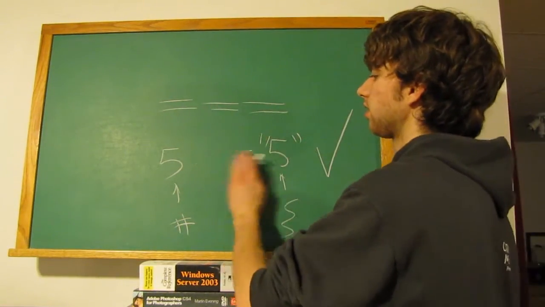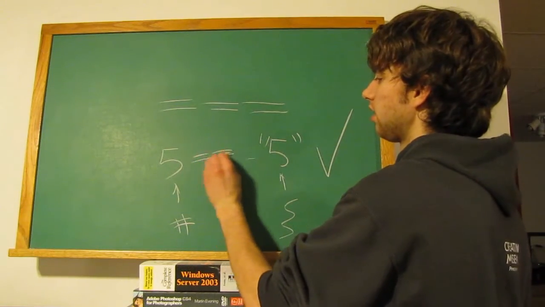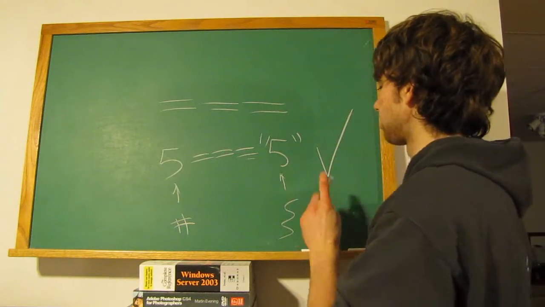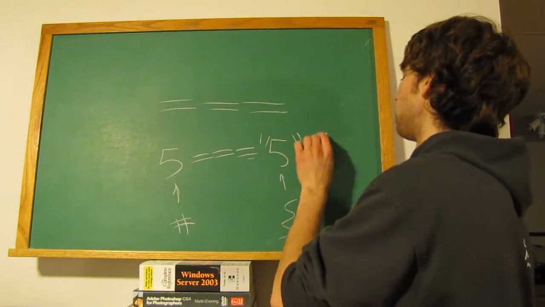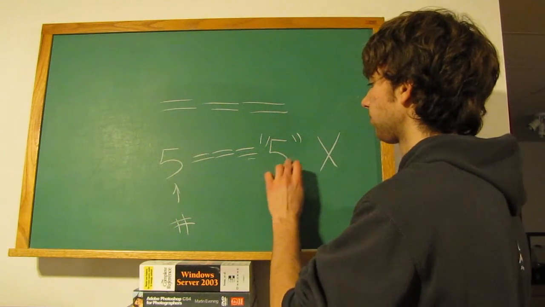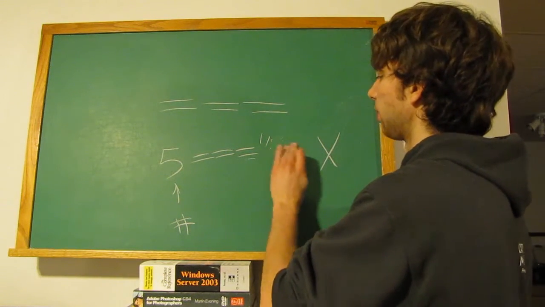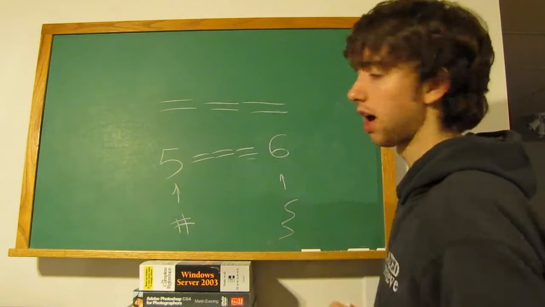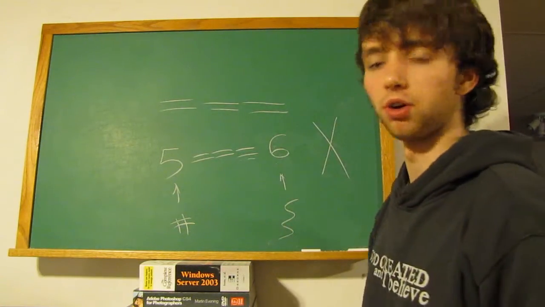But this tests if it's equal value and equal data type, and it's going to return false. Alright, what about where we have two numbers, but one's 6? Well, it still has to be equal value, so this is also going to return false.